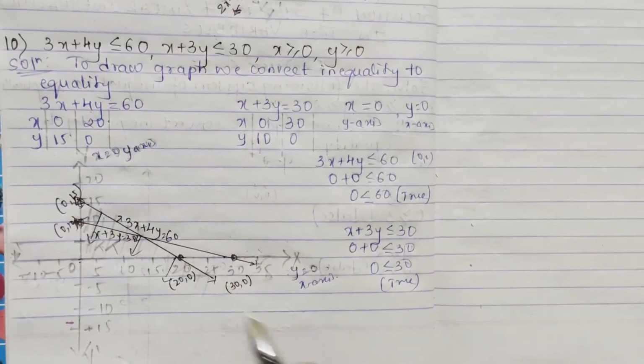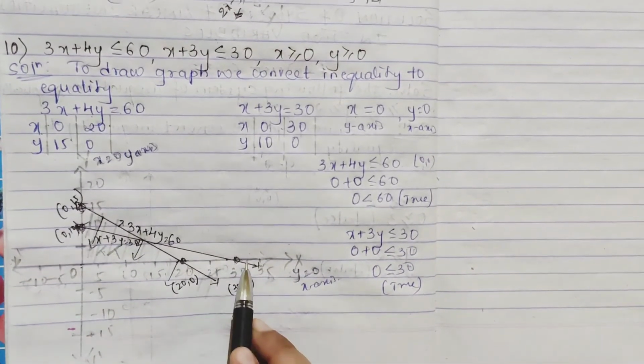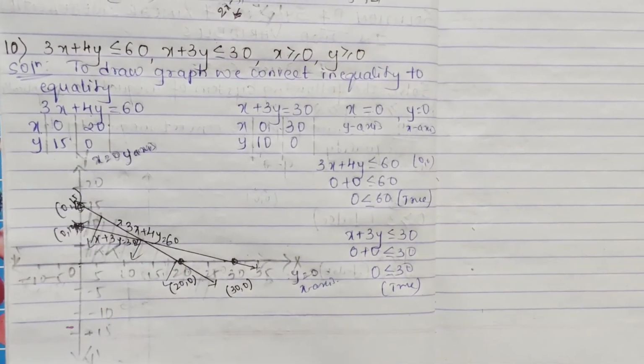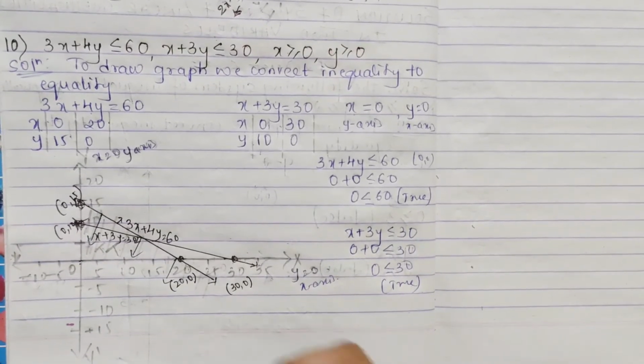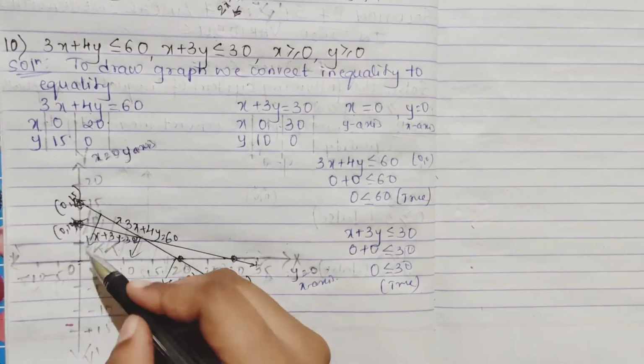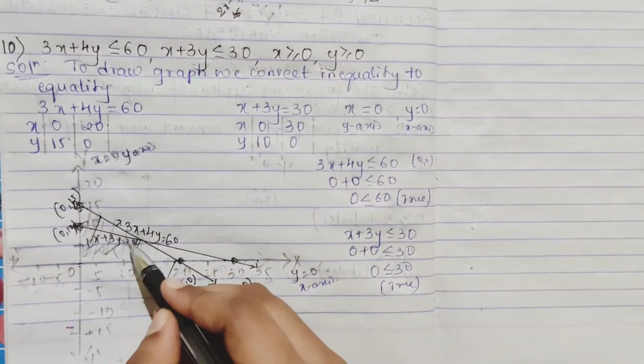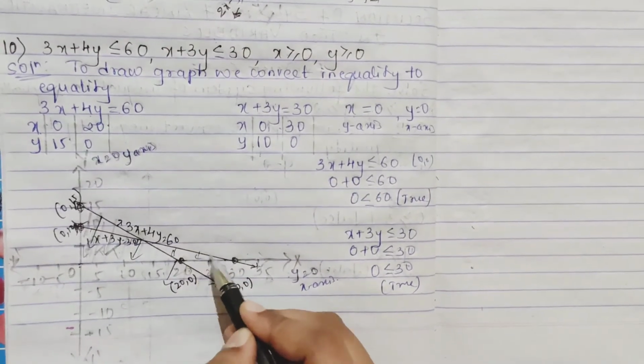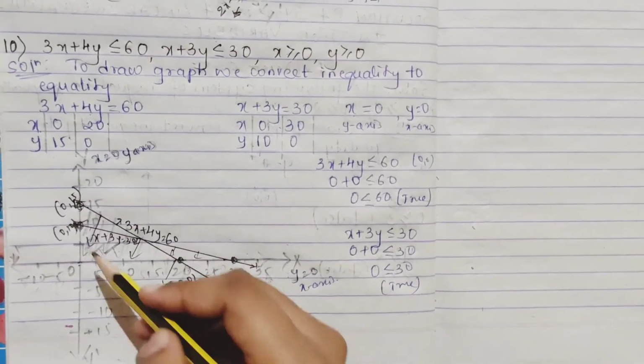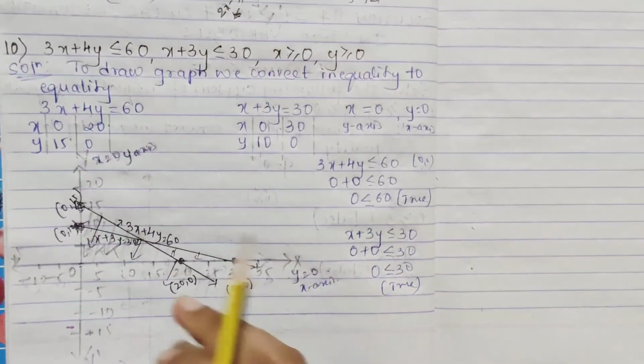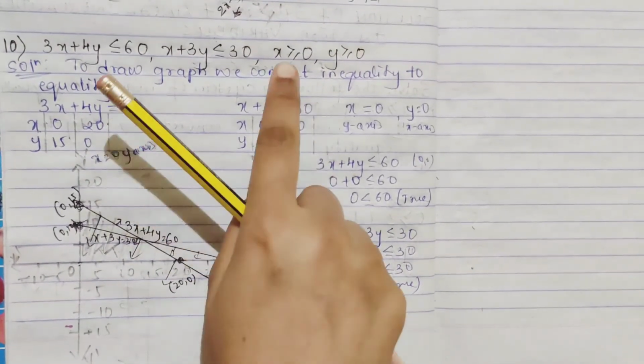Which is the line? This is the line, and it lies here. So for here, this section will be, what will be the section true? This part. Yes, this part will be true. This region is true. Now next you see, x is greater than or equal to 0.